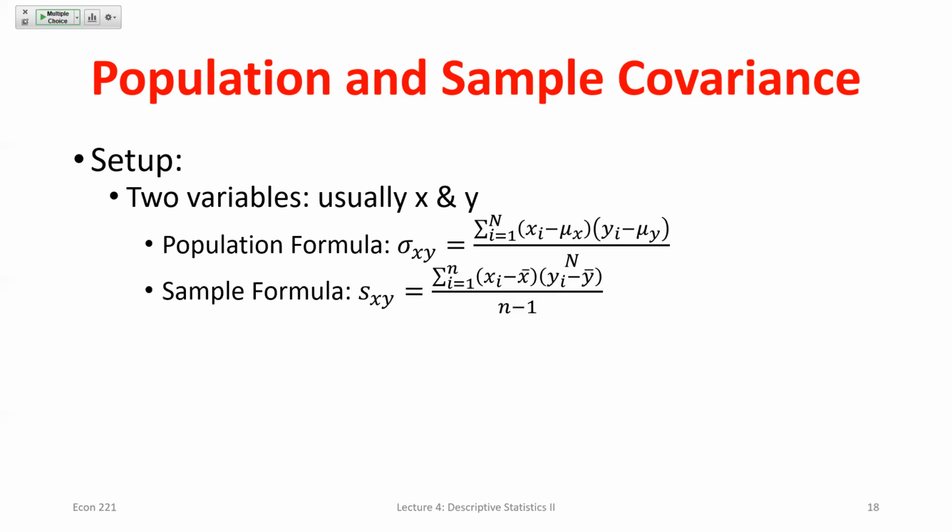We also have a sample covariance, same exact idea. Just like the variance though, now instead of dividing by n, we divide by n minus 1. Not a whole lot different than the variance.